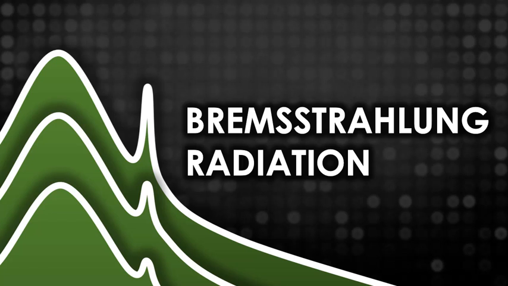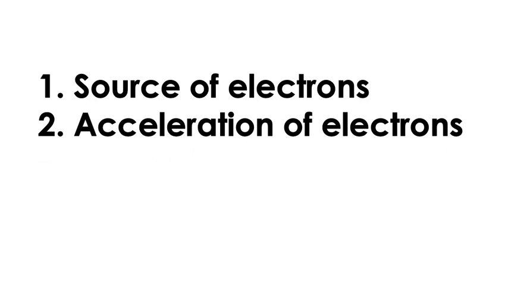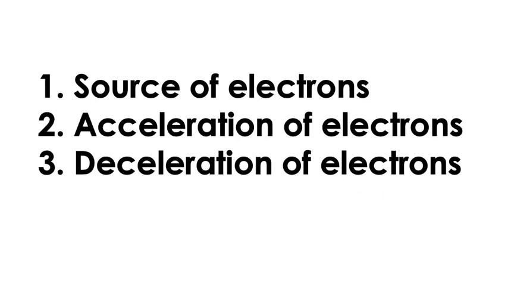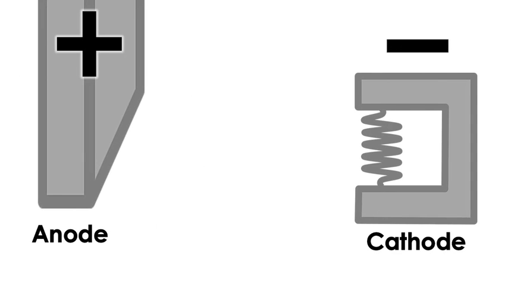First, let's remember there are three essential requirements for creating X-ray photons. First, a source of free electrons. Secondly, a means of accelerating those electrons. And thirdly, a process for deceleration of those electrons. Each of these steps is controlled by different components and processes inside of the X-ray tube.